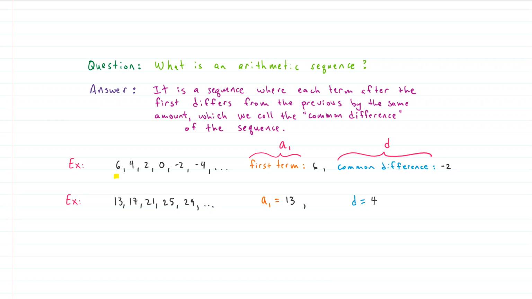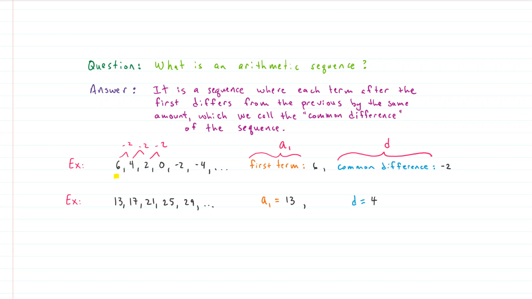So in other words, check out from 6 to 4, there's a difference of -2. We drop by 2. From 4 to 2, we drop by 2. From 2 to 0, we drop by 2. So after 6, every term after that, you just drop by 2 to get the next term.